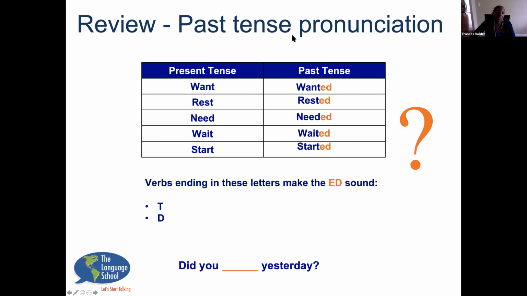So did you want breakfast yesterday? Yes, I wanted breakfast yesterday. Wanted. Wanted. Did you rest after work yesterday? Yes, I rested after work. Yeah. Rested.